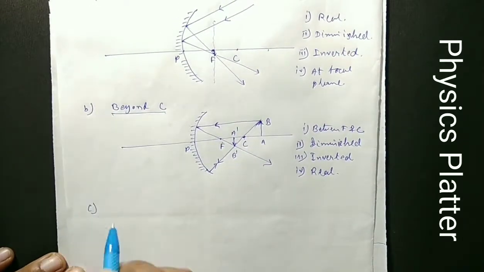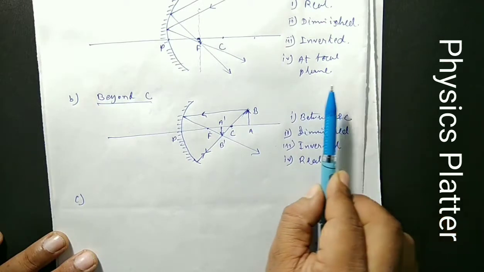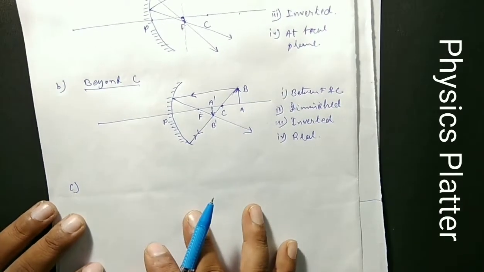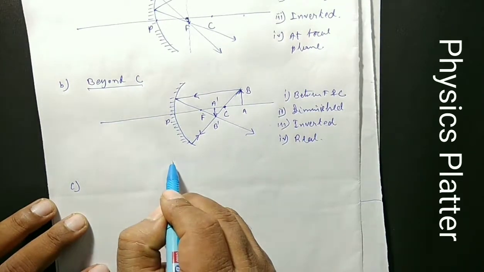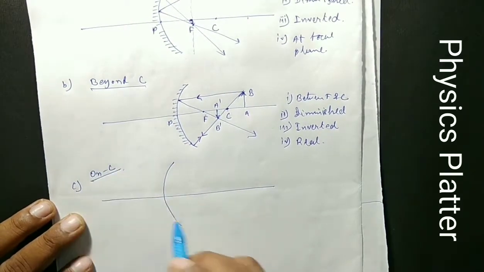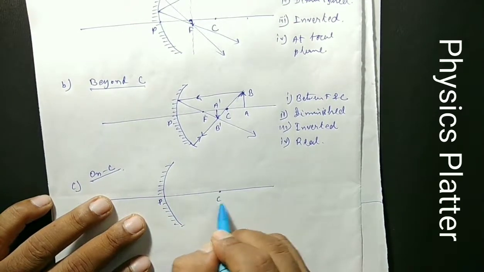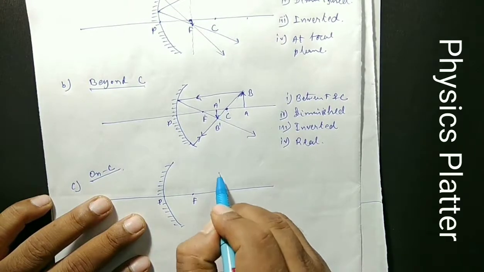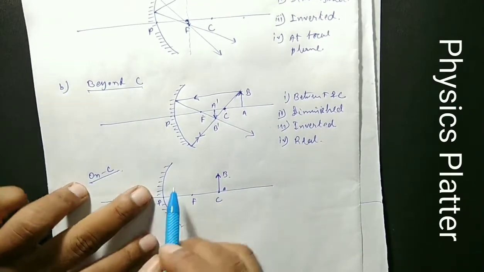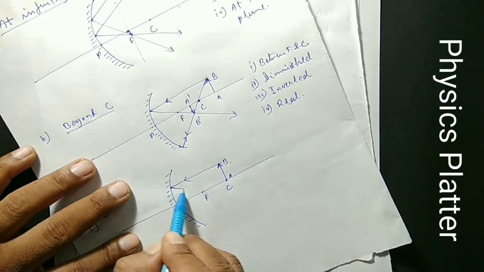Alright. Okay, let's move on to the third case. Third case, I bring the object. I see here I started with the object at infinity and I am coming slowly closer to the mirror. Now we will go on the C, and we will see what happens. On C. C here, F here, and I keep my object on the C. Alright, and I name it as, of course, A, B. Again I will draw a parallel paraxial beam from the head, and that will go through the focus.